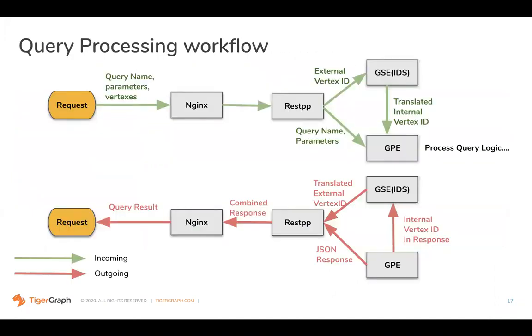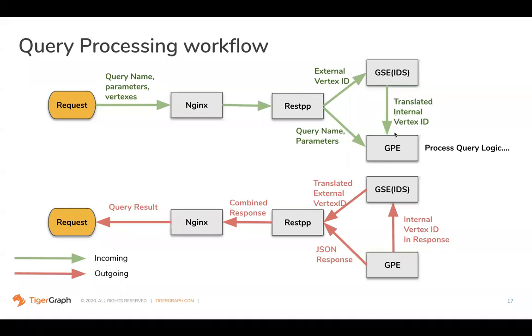Okay, so let's look at a quick query processing workflow. If you look at typical processing, we'll start at the top. A request comes in, and the incoming request has details such as query name, parameters, and schema information such as vertex and edge type. It goes through Nginx to RESTPP. RESTPP parses the request, and the first action is that RESTPP sends the request to GSE to translate the external ID into the internal ID, and at the same time, RESTPP sends through the dispatcher to the master GPE the query name and other parameters.